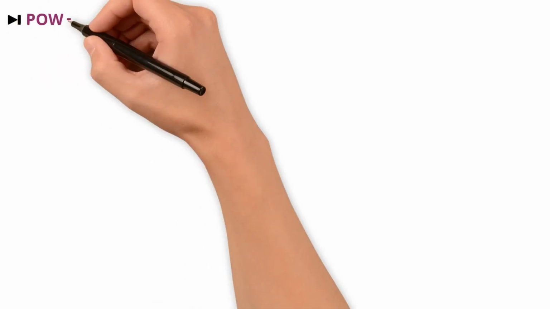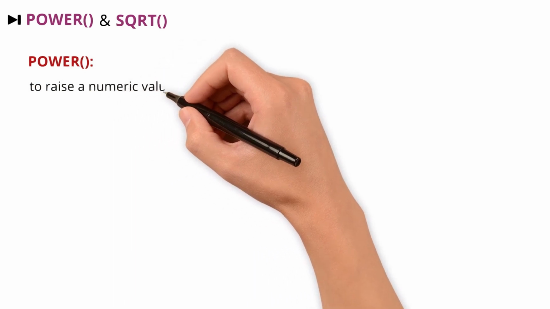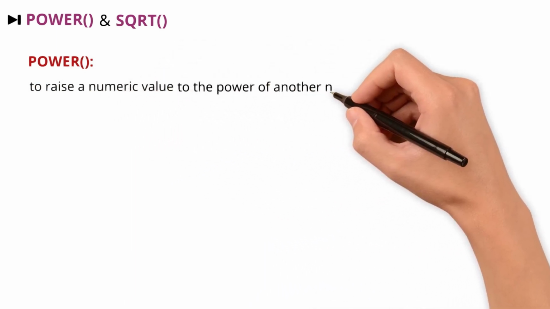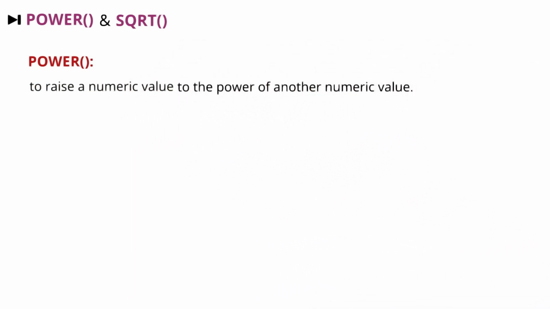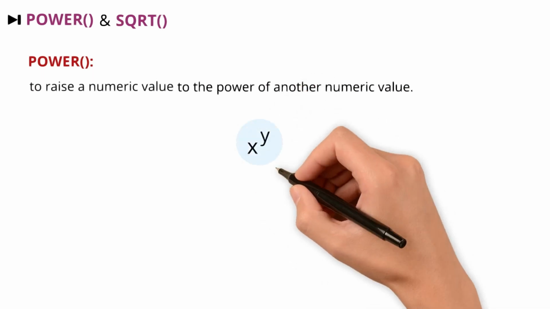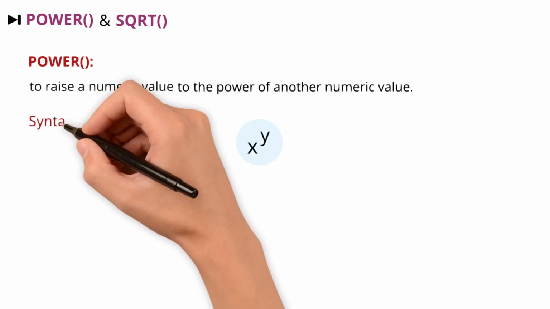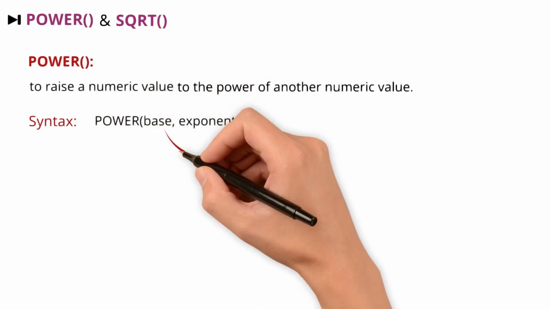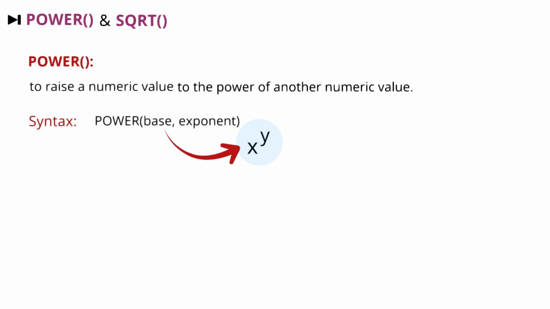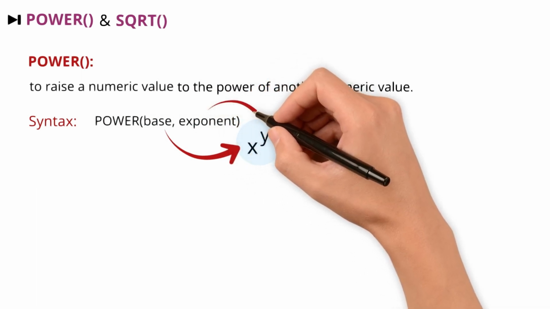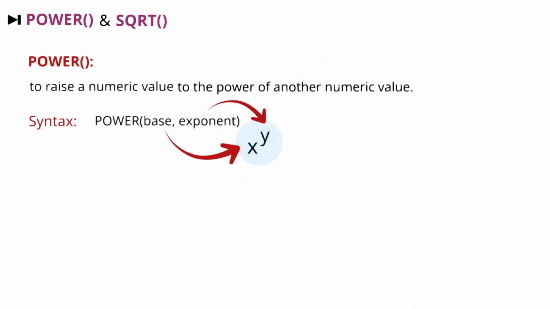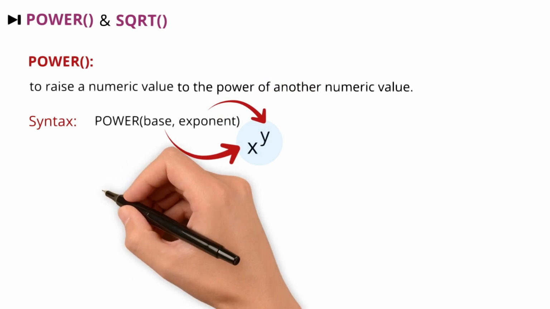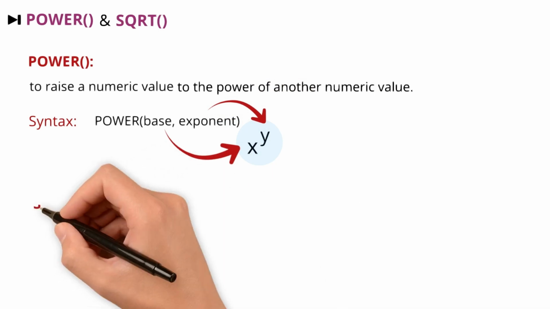Next comes power and square root. The power function in SQL is used to raise a numeric value to the power of another numeric value. That means it's a simple exponential calculation. The syntax is power of base, comma exponent. Here the base is the numeric value to be raised to a power, and exponent is the power to which the base is raised. Next one, square root.